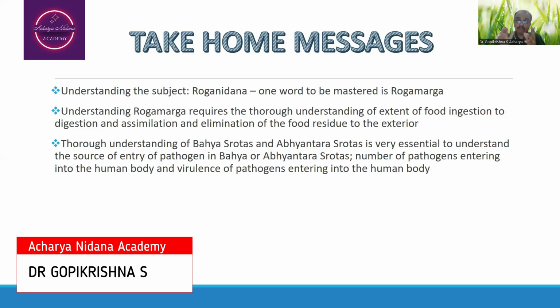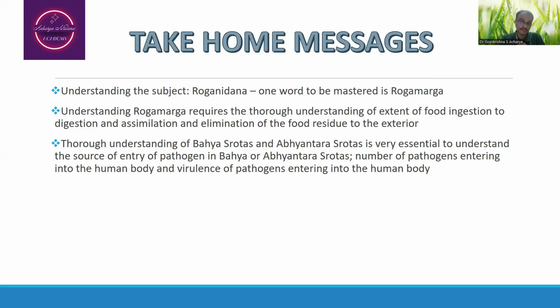Going still further, you have to have a thorough understanding of Bahya Srotas and Abhyantara Srotas, wherein we identify the exact source of entry of the pathogen into the human body, whether it is a natural orifice or an unnatural orifice in the form of trauma, etc., or otherwise whether there is any possibility of entry of the pathogen into the Abhyantara Srotas. After that, you have to know the number of pathogens entering the human body, and later the virulence of the pathogens and their impact as such.